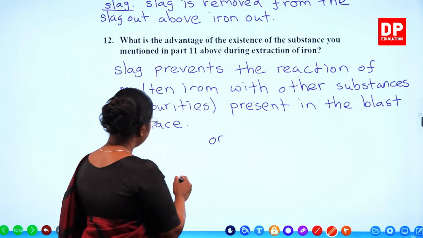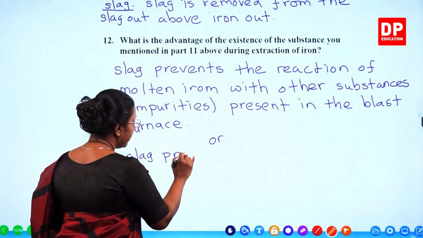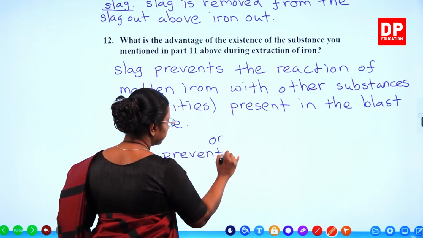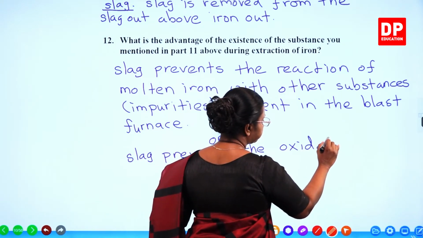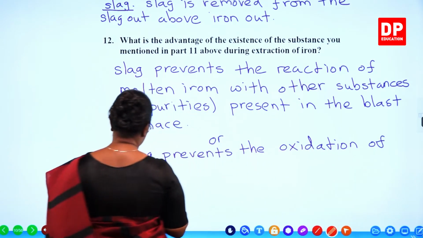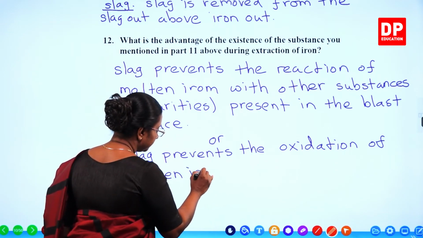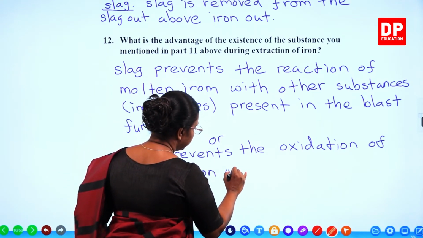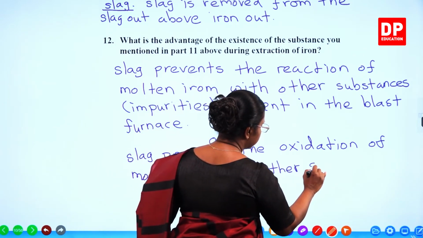Or you can say, slag prevents the oxidation of molten iron with other substances.